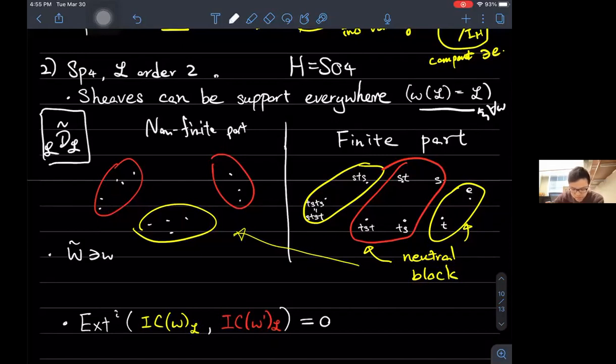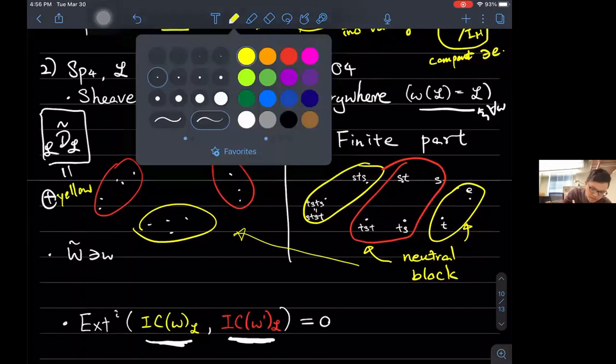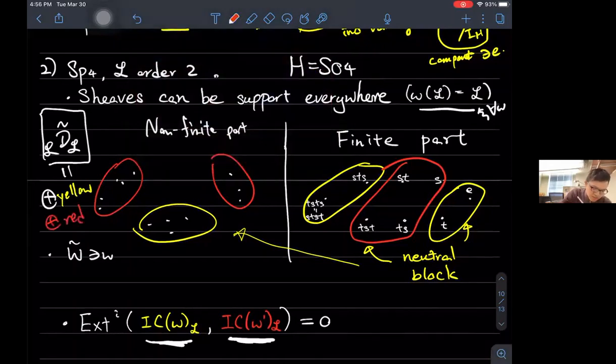And my claim is, for sheaves supporting the red collection and the sheaves supporting the yellow collection, they do not talk with each other. Namely, they don't have X. So basically, I could decompose this DLL into yellow and red as a category, because they don't have X, they don't talk with each other, the objects.